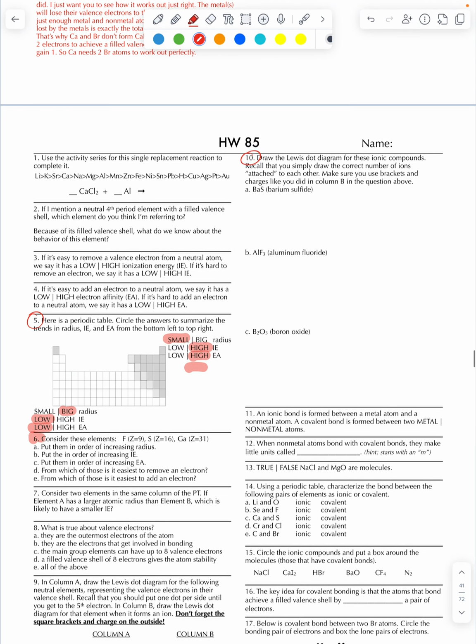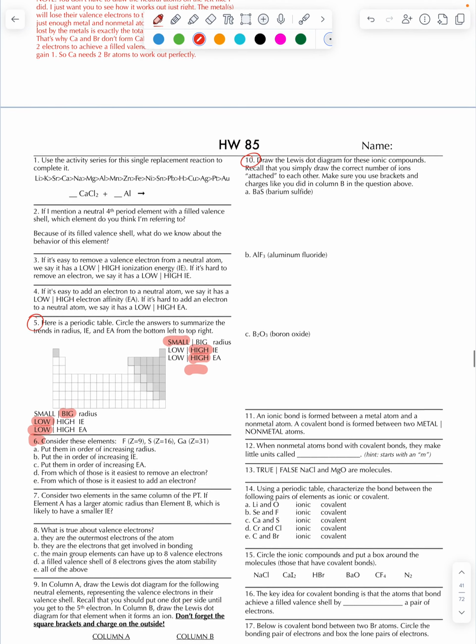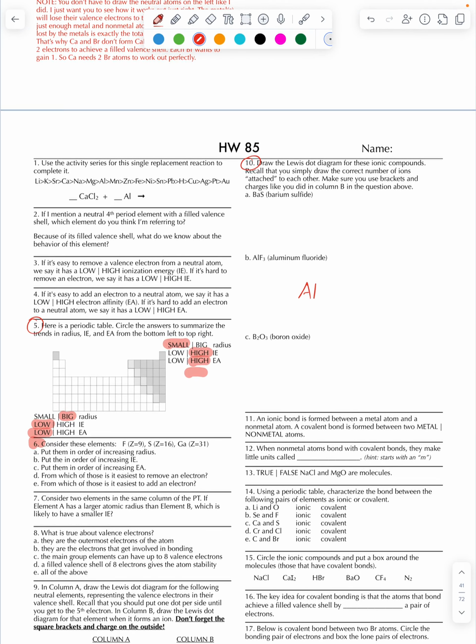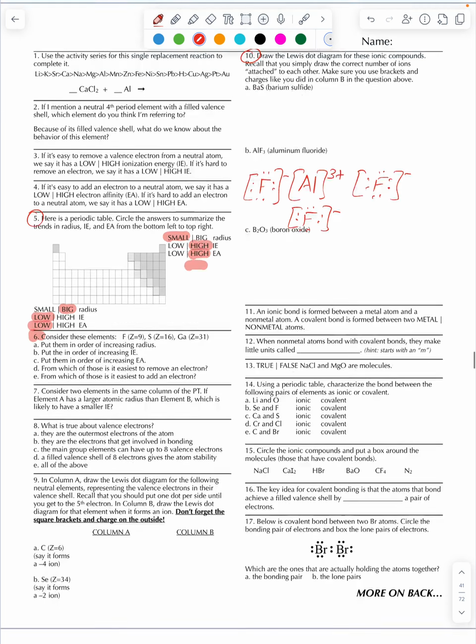All right, let's do one more of these of ionic compounds. If we had AlF3, this is going to be Al, and I'm going to have 3 Fs. So your positive ion is always going to be devoid of dots. It's going to lose its dots, lose its valence electrons. And your negative ions are going to have gained enough dots to form an octet. Okay, enough of that silliness.